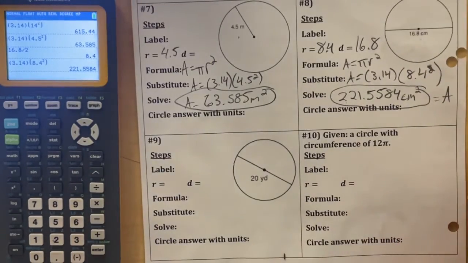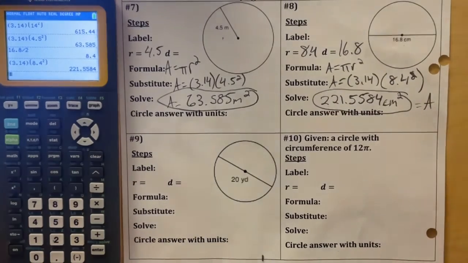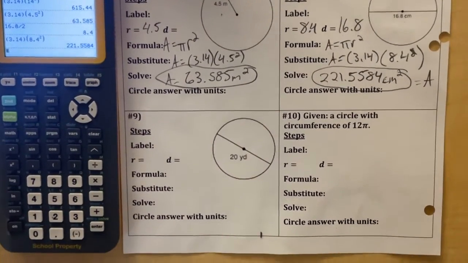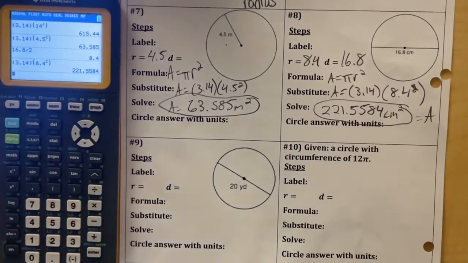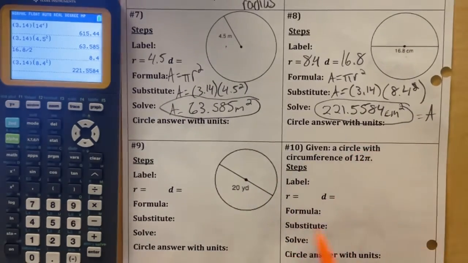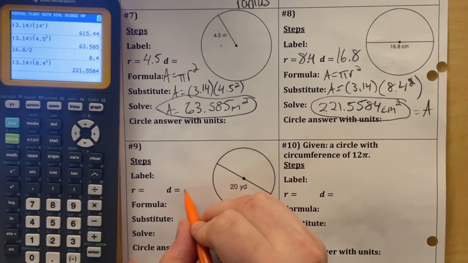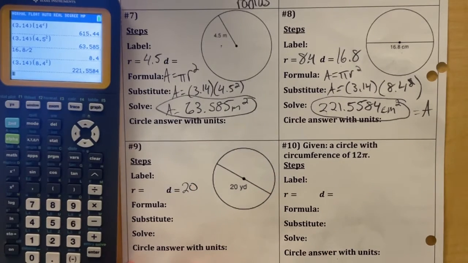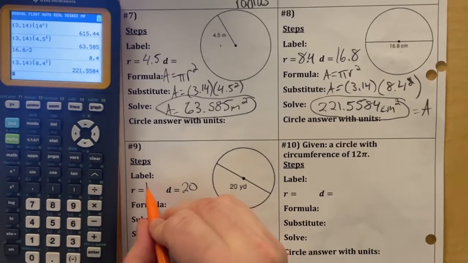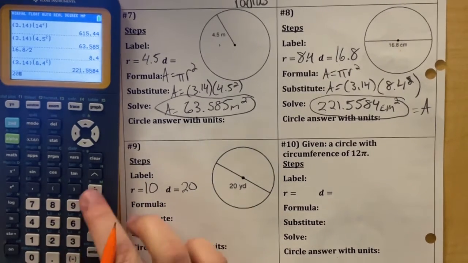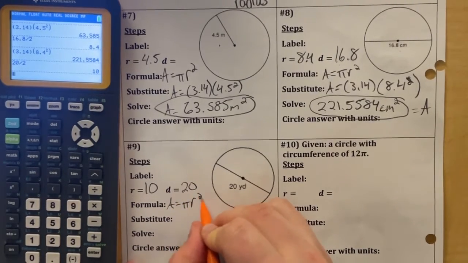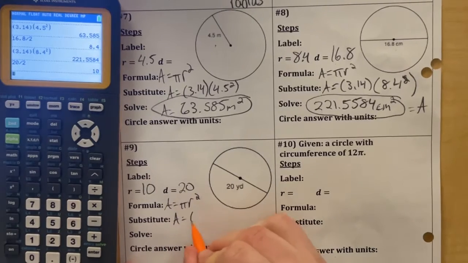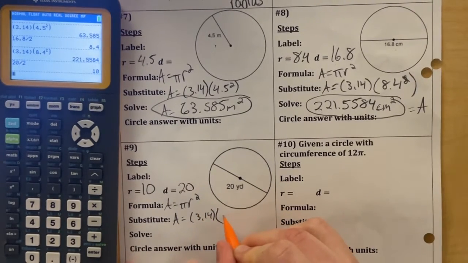In number 9, still in the picture, excellent. Scoot it down just a little bit, not too far. In number 9, it gives us diameter again, so we're going to say our diameter is 20. Half of that diameter is our radius, which is 10. So 20 divided by 2 is 10. Have our formula, area equals pi times the radius squared, and we have area is equal to 3.14 times the radius, which is 10, squared.